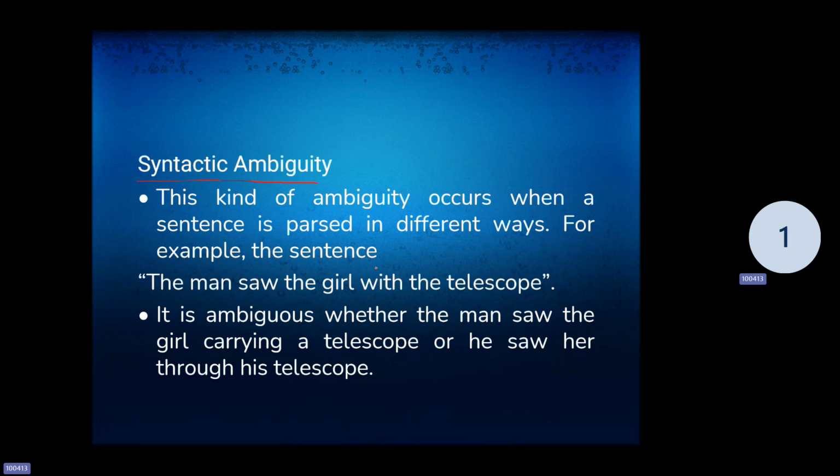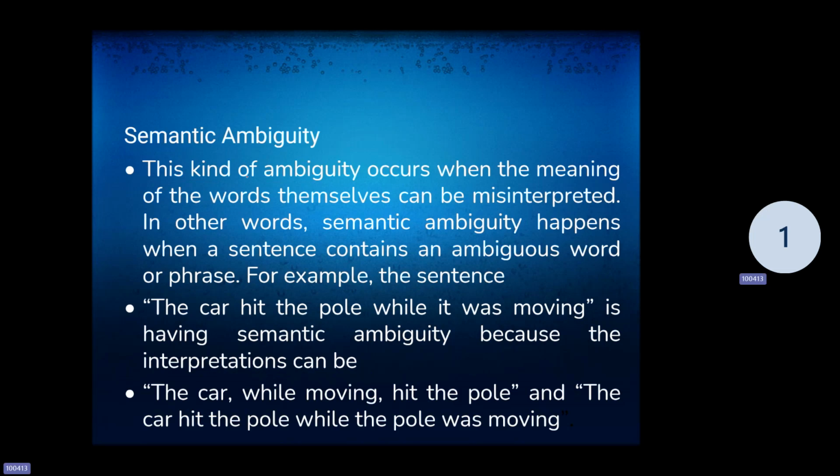For example, the sentence, the man saw the girl with the telescope. It is ambiguous whether the man saw the girl carrying a telescope or he saw her through his telescope. Semantic ambiguity: this kind of ambiguity occurs when the meaning of words themselves can be misinterpreted. In other words, semantic ambiguity happens when the sentence contains an ambiguous word or phrase. For example, bank is an ambiguous word.